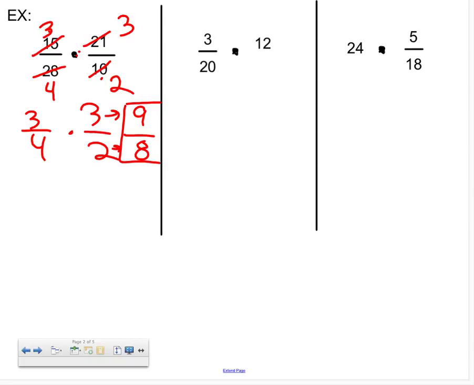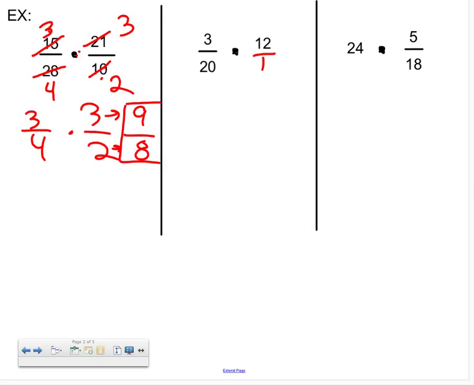Now, what if they throw a whole number in there, which they will every now and then? Well, if they throw a whole number, you have to remember that every whole number can be written as a fraction by simply putting it over 1. So 3/20 times 12, I can rewrite this as 3/20 times 12 over 1. And that way I have two fractions now, and I can work with them just like I would any other fraction. So let's see how this goes here.